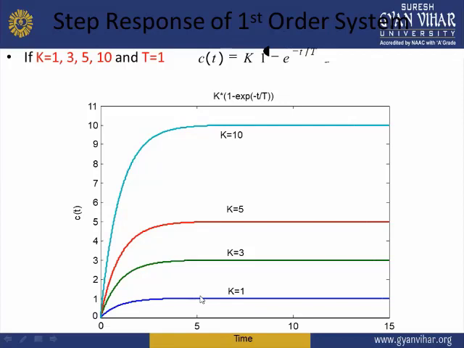Now, what does it mean? It means that when you increase the gain, the magnitude will increase, but the time taken by the system to reach the steady state value will remain the same, and it will vary only with the change in the time constant. For all these values of gain, we have kept the time constant equal to 1 only. That's why we are getting the same steady state time in each case. I hope you have understood this concept.